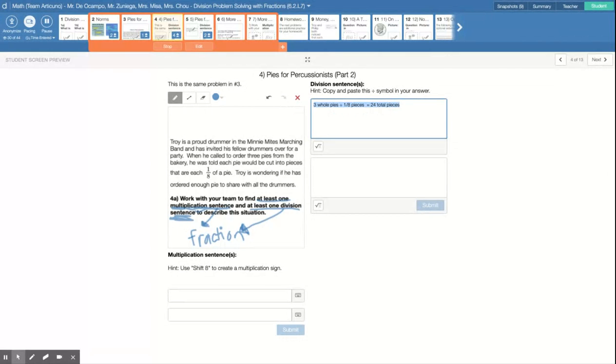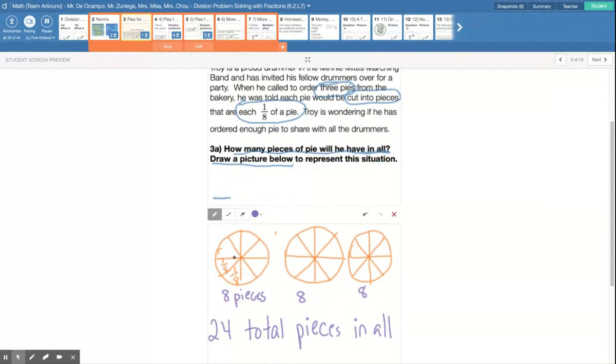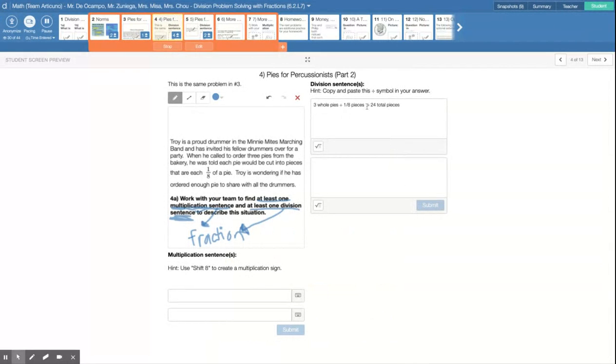And we hope that if you go back to the picture, right here, you can see that this picture matches with this. Now we're taking 3 whole pies, we're dividing the 3 whole pies into 1/8 pieces, so we're getting 24 total pieces. That was one way to write it. There are other division number sentences that work. It doesn't just have to be this one. Our group only went this far.